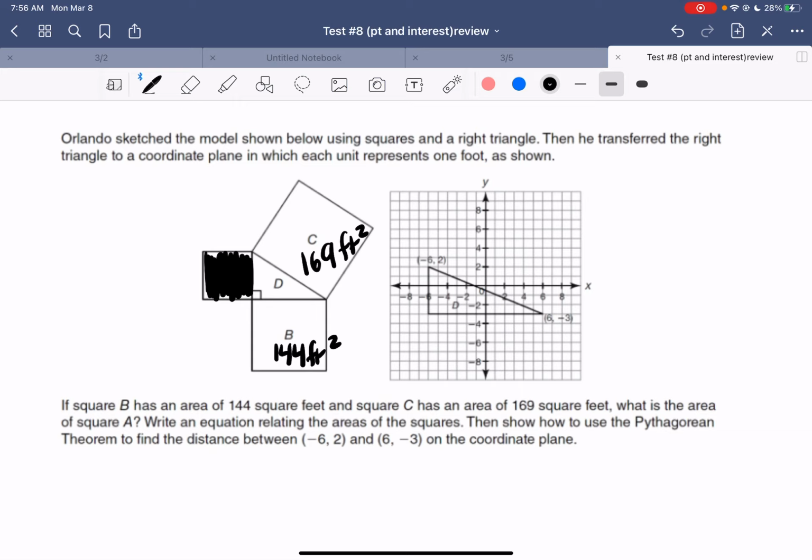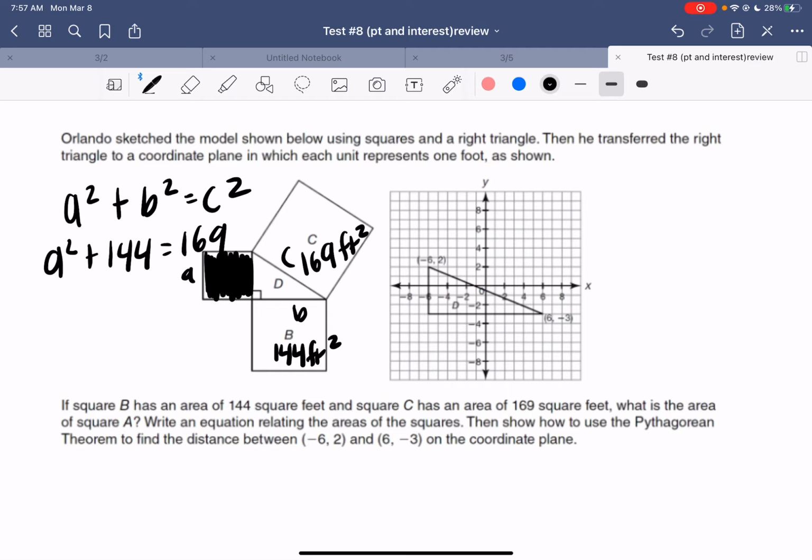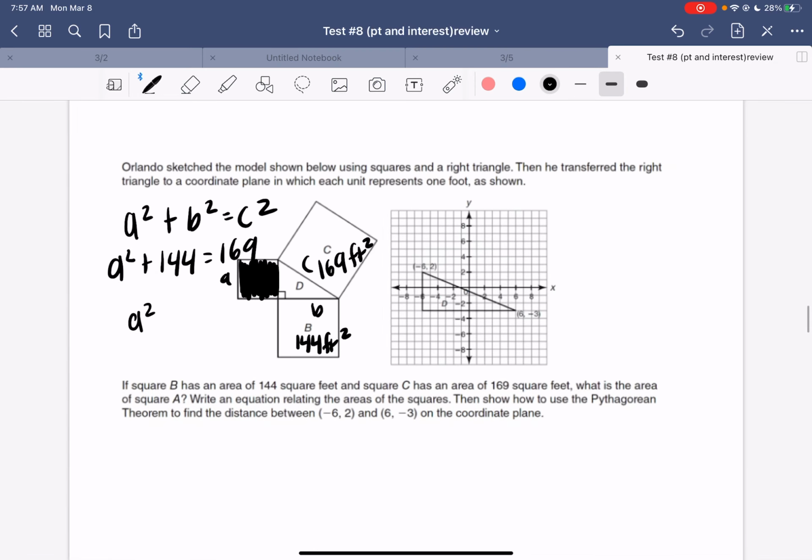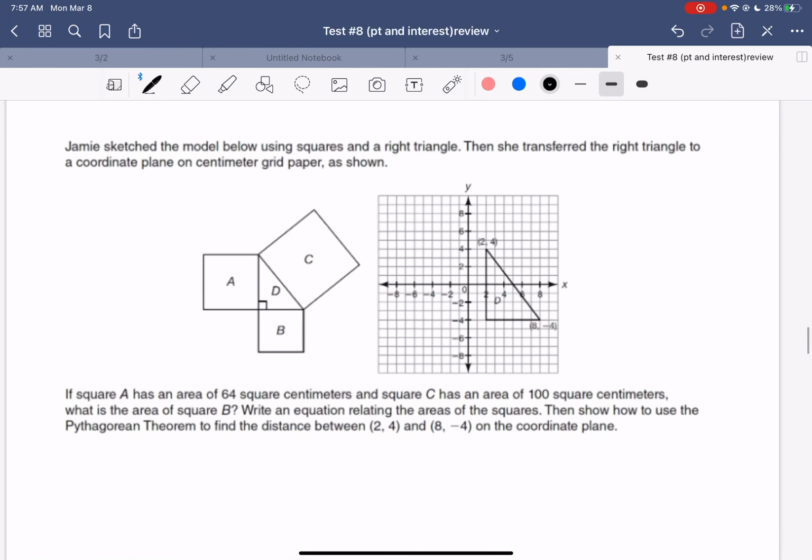And so you can do that by remembering that it's still a squared plus b squared equals c squared, but c and b are already squared, so we're just looking for a. So we can say a squared plus 144 equals 169, and then we are able to find what a squared is, which would be the area, or we can take the square root to just find the side length of a. And there are 2 questions like this that you'll want to look at.